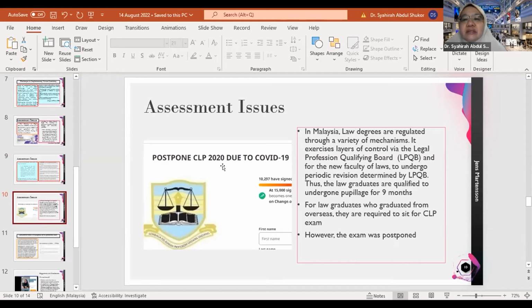It exercises layers of control via the Legal Profession Qualifying Board to ensure the quality of the law graduates, and for the new faculty of law to undergo periodic revision determined by the LPQB. So the law graduates, in order to qualify to undergo pupillage for 9 months, need to have a degree that is recognized by the LPQB.